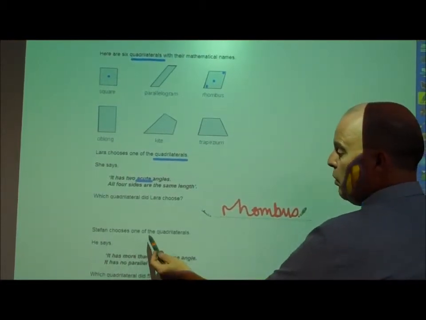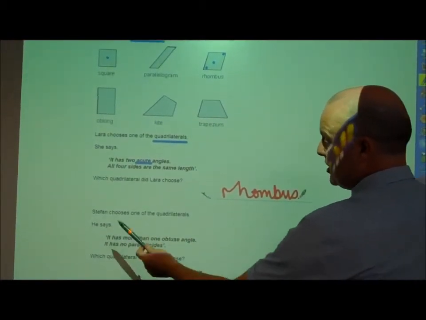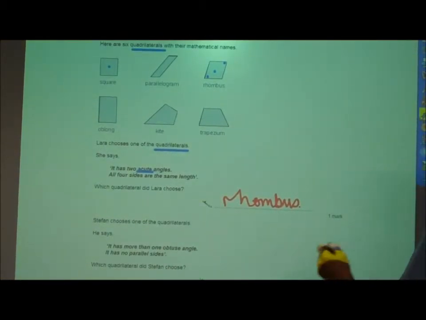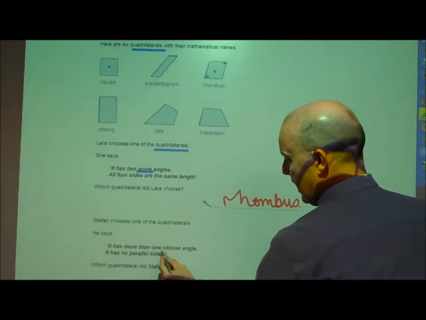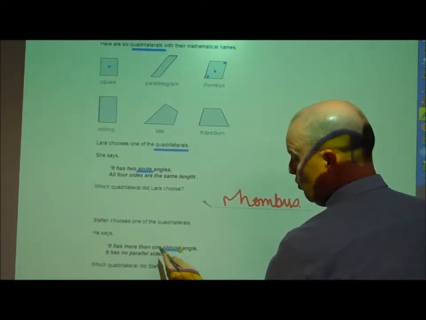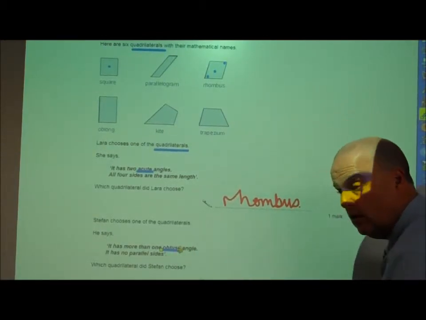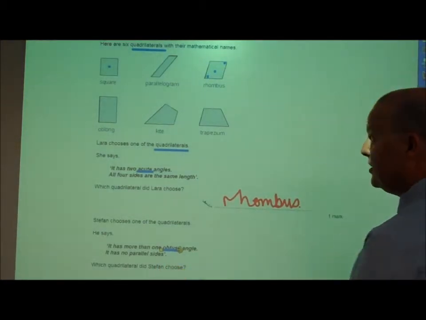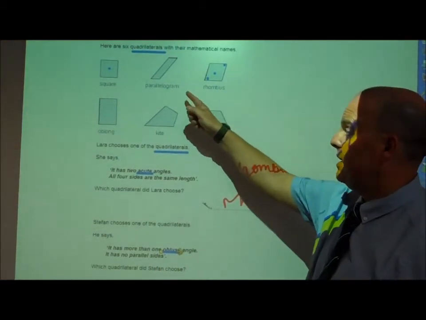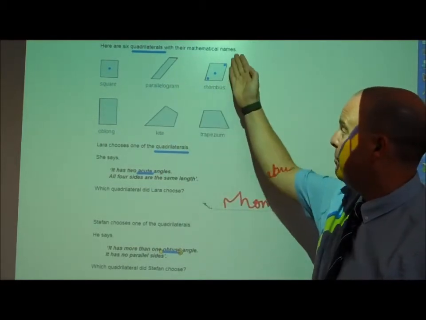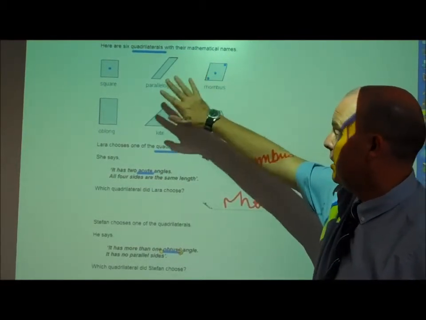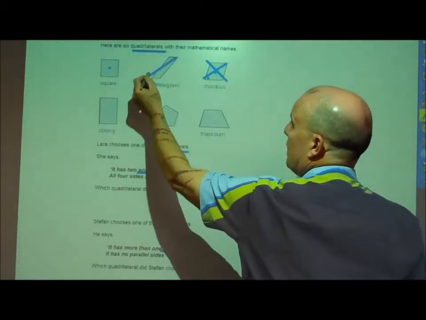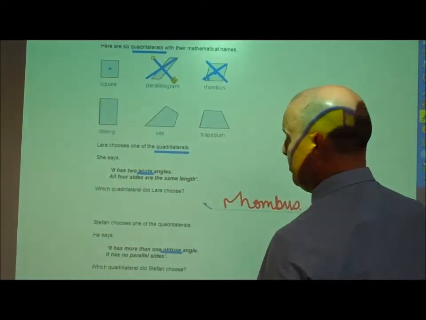Stefan chooses one of the quadrilaterals. He says it has more than 1 obtuse angle. It's more than 1 angle bigger than 90 degrees. It has no parallel sides. Now we know that a rhombus and a parallelogram both have parallel sides, so it won't be either of those. I'm going to use the reverse on this one. I'm going to cross out the ones that it won't be.